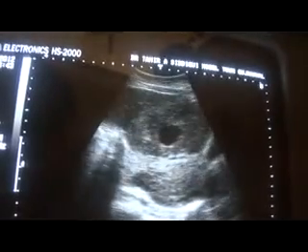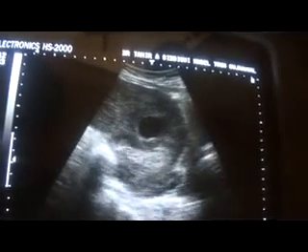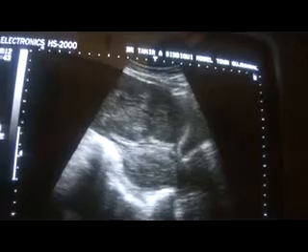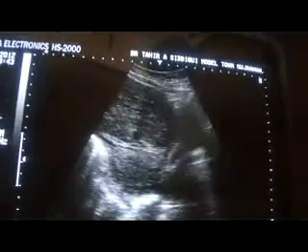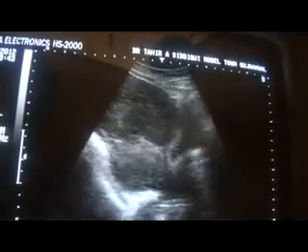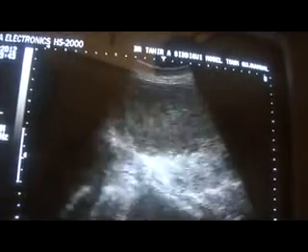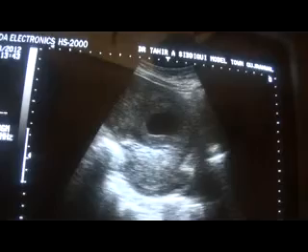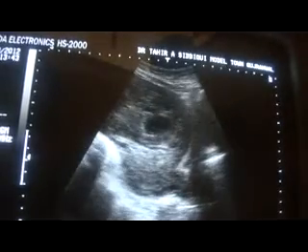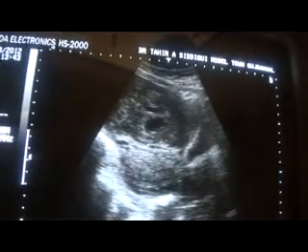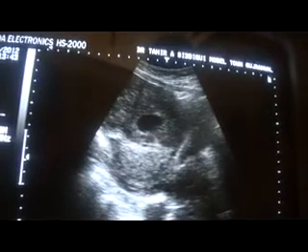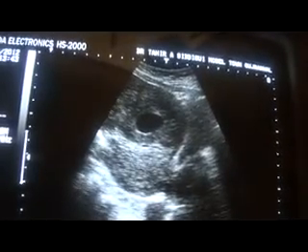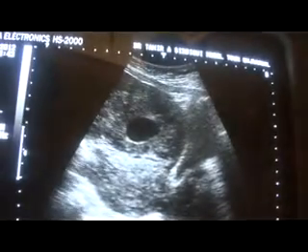Now this is the urinary bladder in longitudinal section. This is the uterus. This is the uterus in longitudinal section. And this is the endometrial canal, this one. I'm going to place arrows where the endometrial canal is. This is the endometrial canal.